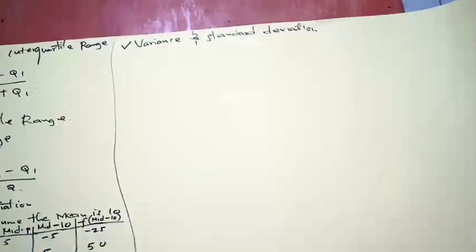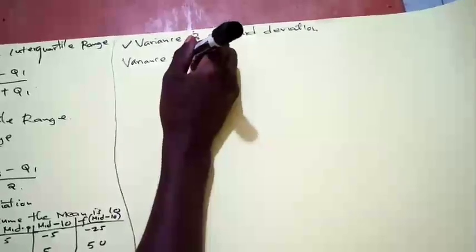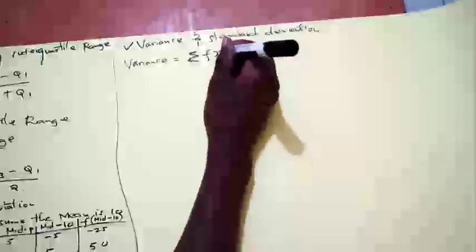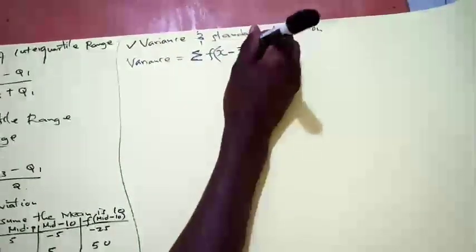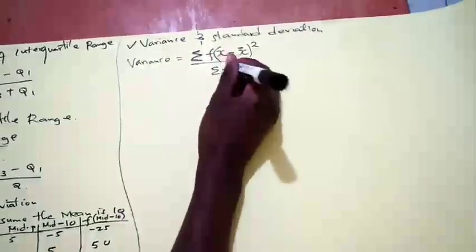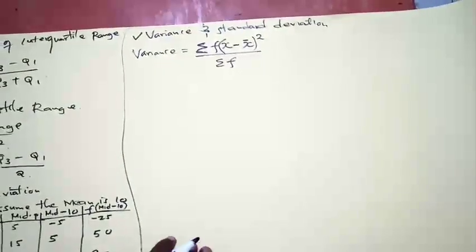Variance and standard deviation. Let us use the same data we had. Number one, the variance is given as the summation of f times (x minus x bar) squared, then we divide by the summation of f. That's how we go about the variance.